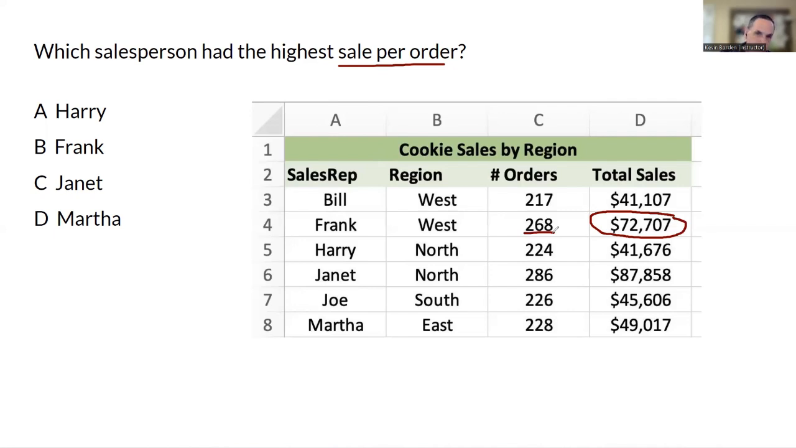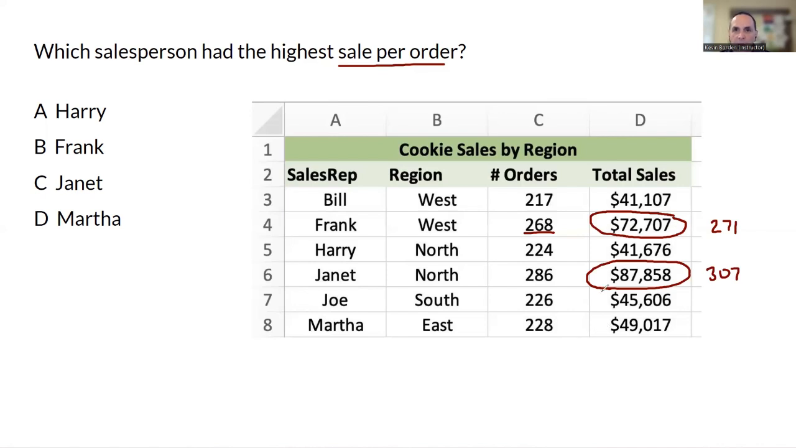So 72,707 divided by 268 is $271. Let's look down the list. We notice that Janet had 87,000 in sales. Let's see what her sales per order is. 87,858 divided by 286. That's $307.